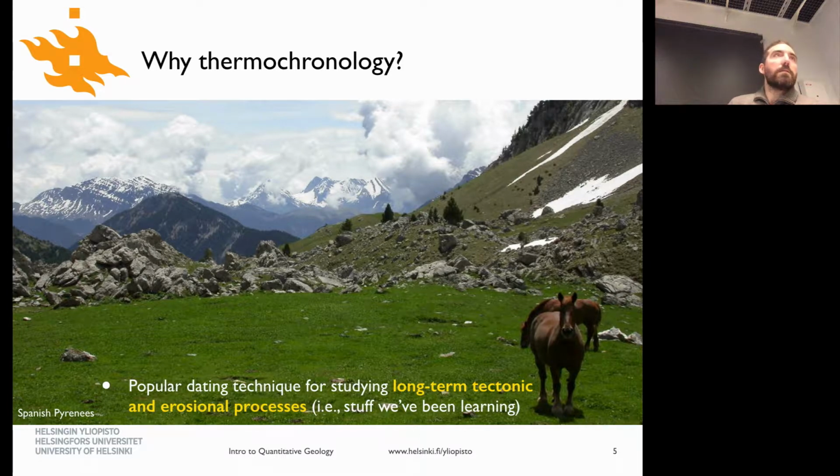So to give you some idea of what I'm thinking for these last few exercises, we can start here with why are we even talking about thermochronology at all? Well, there's a couple reasons. One is that it's quite a popular analysis type used to study tectonic and erosional processes over long time scales in places like this, mountainous areas where rocks are being eroded and slowly exhumed to the surface. So it brings in things we've already been talking about, a bit of erosion, a bit of tectonics. So it's a natural thing to talk about in general as far as topics go.